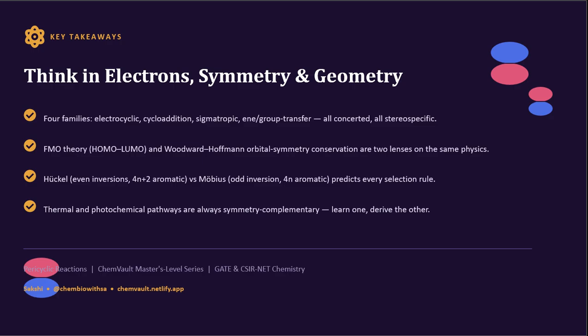This lets you derive every selection rule in this chapter from scratch without memorizing separate tables for each reaction type. And 4. Thermal and photochemical pathways of the same reaction are always symmetry complementary. Master one, and you can always derive the other. That's pericyclic reactions, fully mapped out for GATE and CSIR NET.